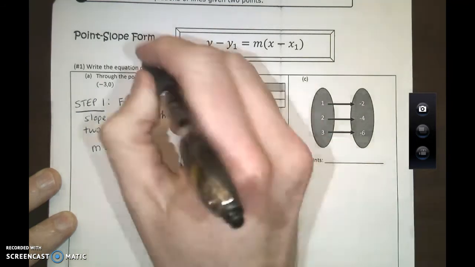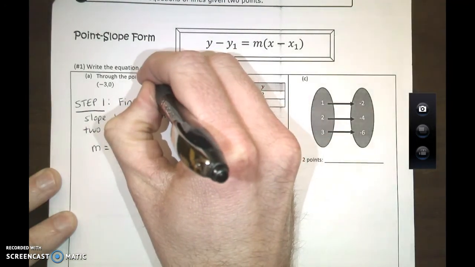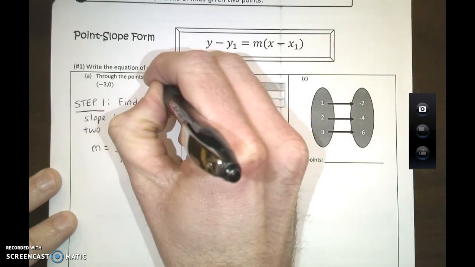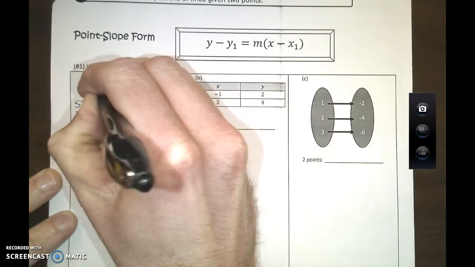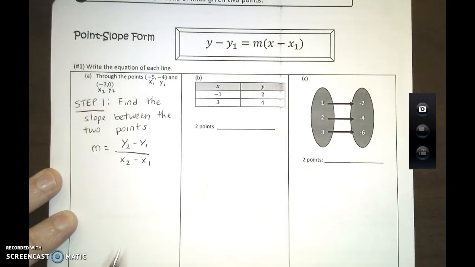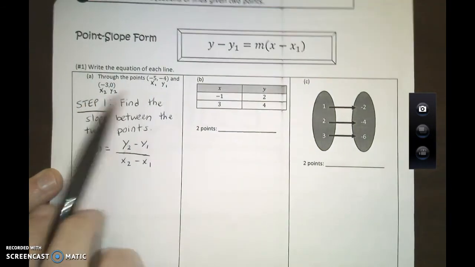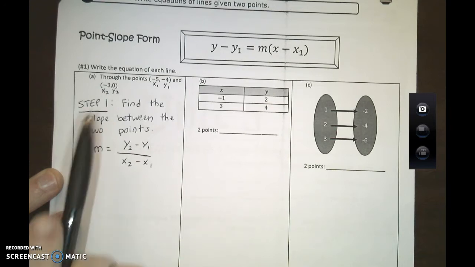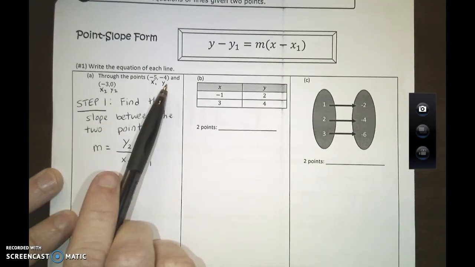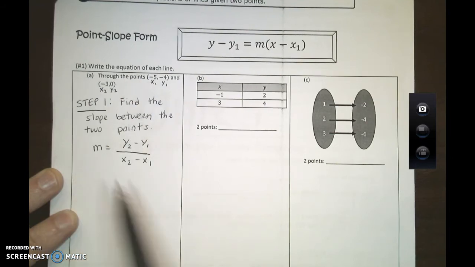So I'll label my points. I have x1, y1, x2, y2. And the only reason I'm putting those values is because this is my first coordinate that I see, and this is the second coordinate. So now I can take the y values and subtract them, and then take the x values and subtract them.